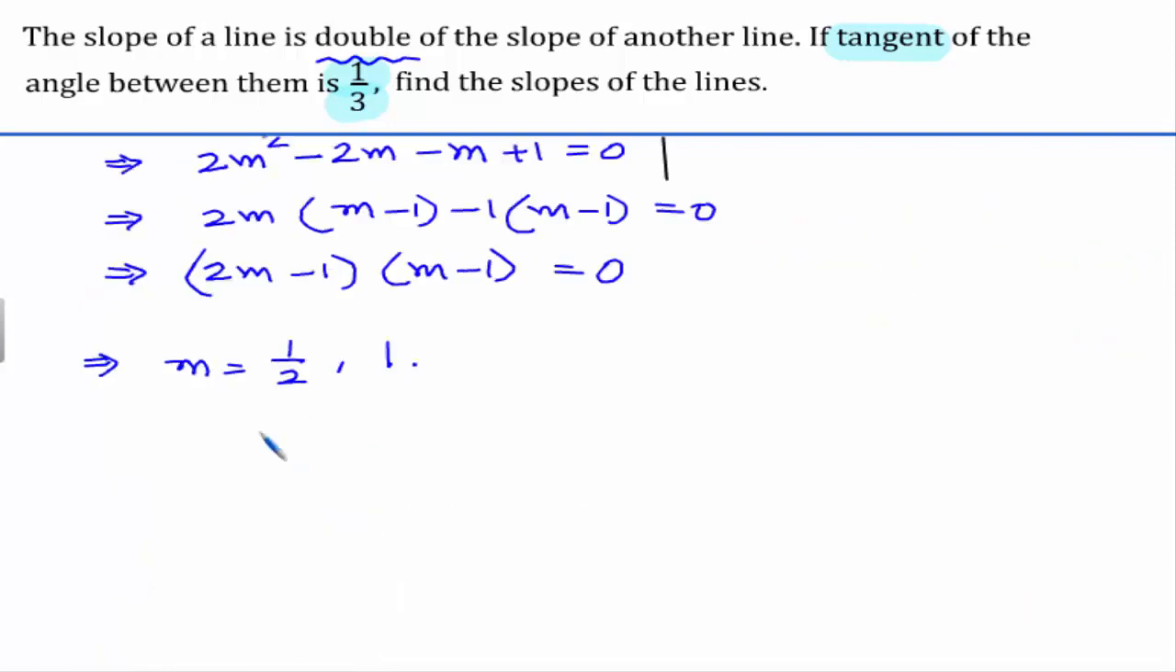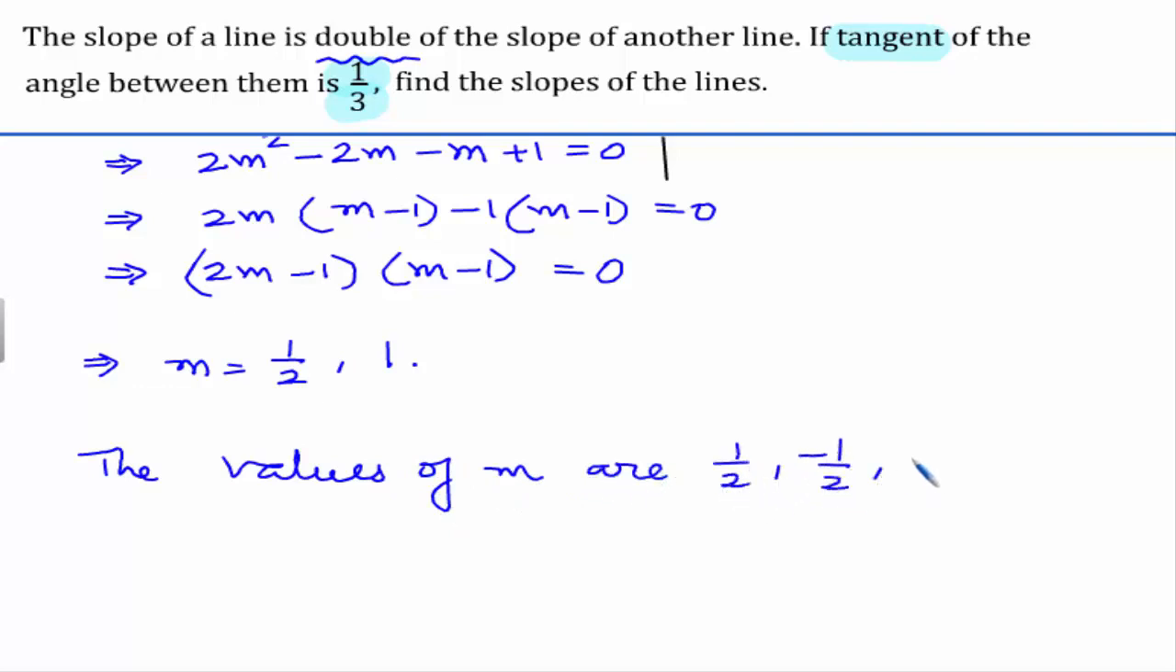Now for m we got 4 values. So the values of m are 1/2, -1/2, 1, -1. Now we have to find out the other one now. So the possible pairs of slopes.